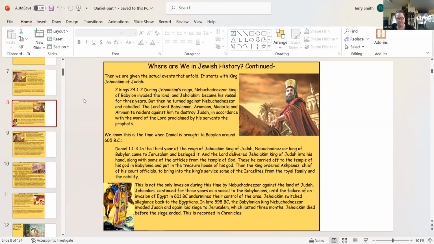Right. So as I say, everything is unfolded in the Bible. We just don't often study this, at least Americans don't. This is not the only invasion during this time by Nebuchadnezzar against the land of Judah.